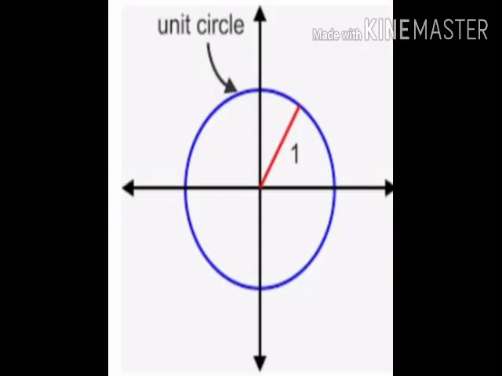Let's start with a unit circle. So look at the figure. It is a circle of radius 1. A circle of radius 1 is called a unit circle. So consider this unit circle. In terms of this unit circle, we have to define radian measure.